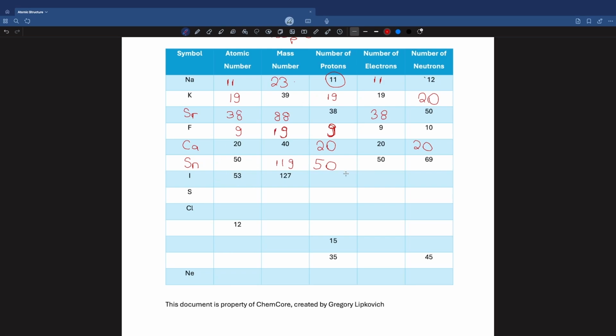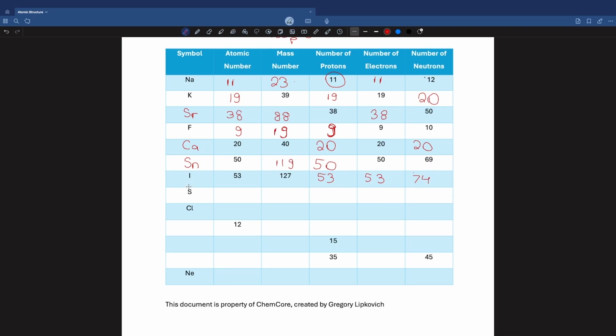Iodine, our next symbol, has an atomic number of 53. In other words, the number of protons is also 53. Iodine in this example is uncharged, which means the number of electrons must equal the number of protons, or in other words, 53. The number of neutrons, well, the mass number minus the atomic number will generate the number of neutrons. And once again, I'm just doing this really quickly on my calculator. It's going to be 74. Excellent.